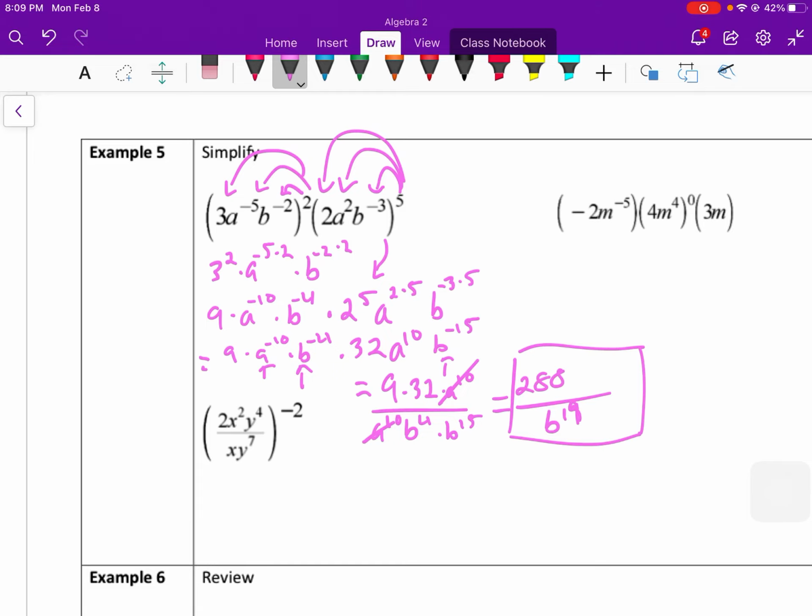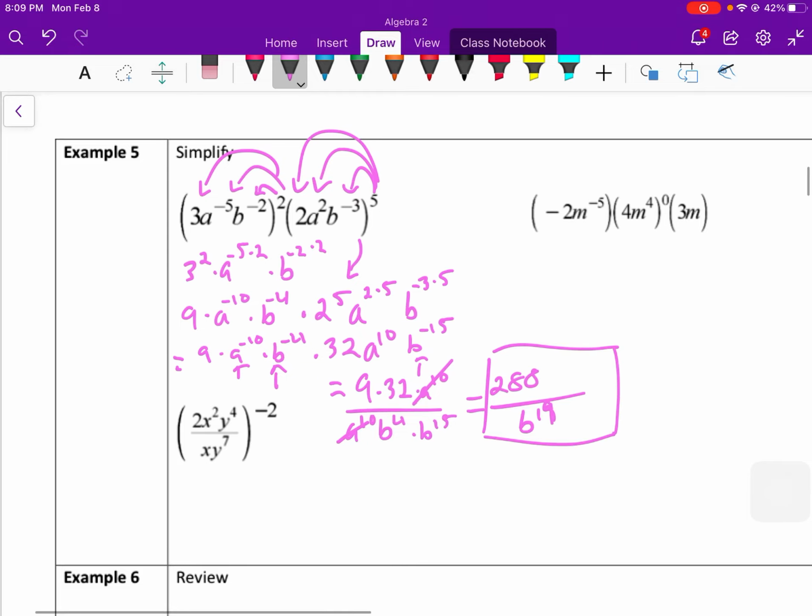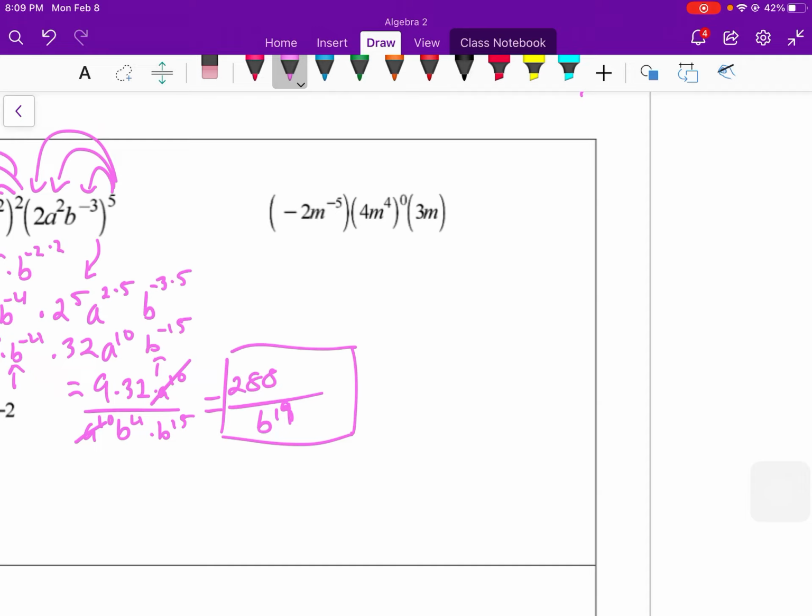Again, I'm reiterating, I want to overemphasize this. There's a couple different routes you can take when solving these.